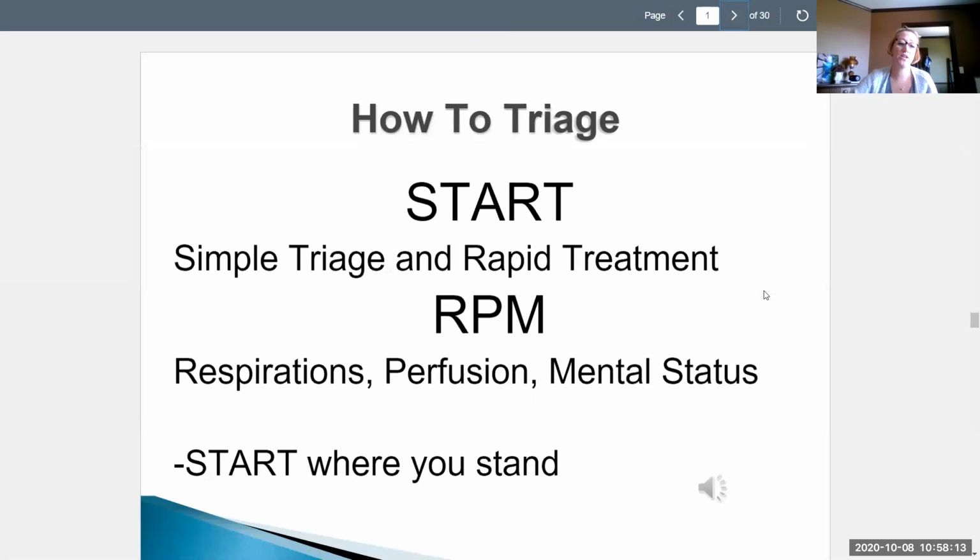And when you're triaging, it's the START triage method. So simple triage and rapid treatment. And in identifying their color, we use the RPM, which is respirations, perfusion, and mental status. So this is key, and it's a very rapid assessment. It should be less than 15-30 seconds per patient in order to color code them.